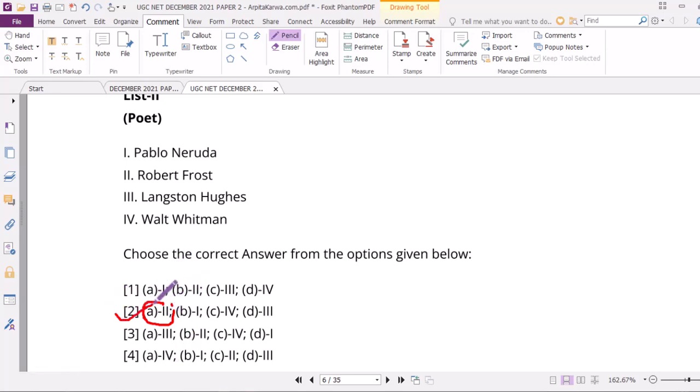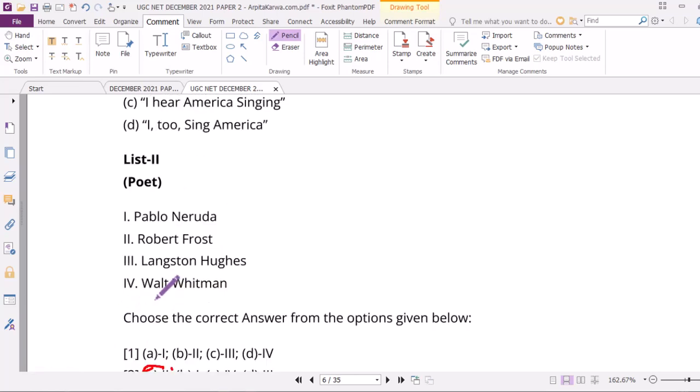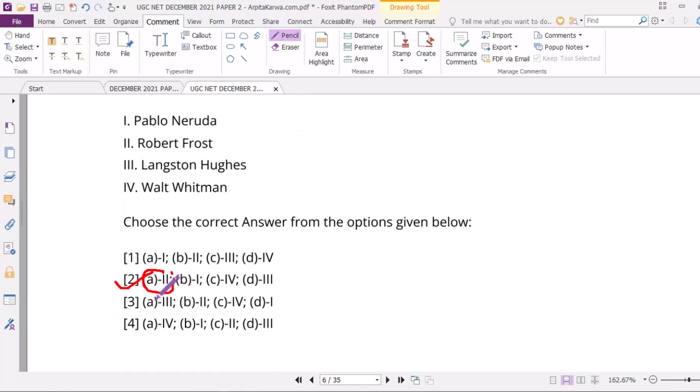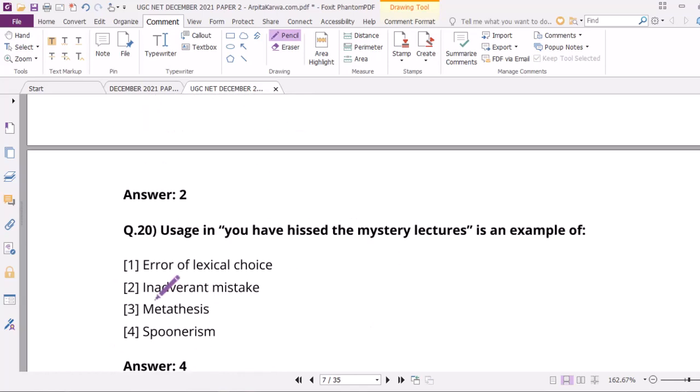So that means this is the correct answer, 2. Okay, so the 19th question's correct answer is 2. Next question: "You have hissed the mystery lectures" is an example of.